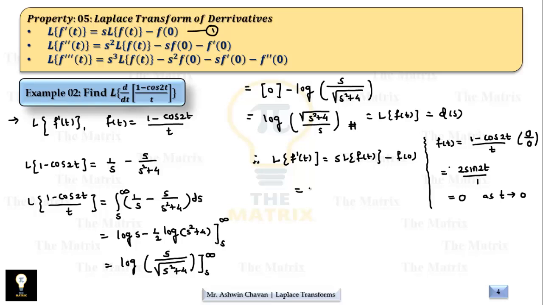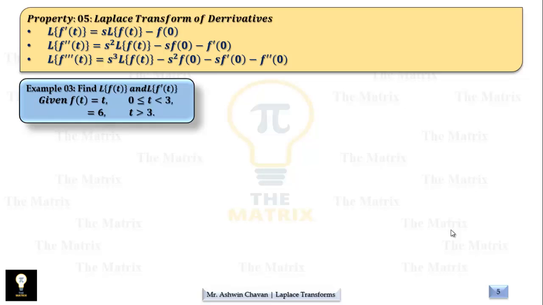Therefore, we can continue here. This is nothing but s into Laplace of f of t. Laplace of f of t is log of root of s square plus 4 upon s, and that's it. Let's have a third example on this.